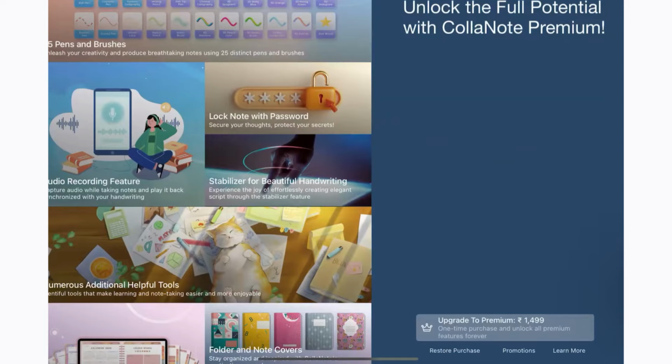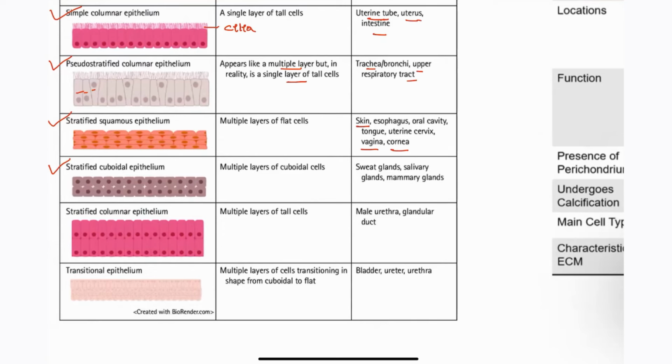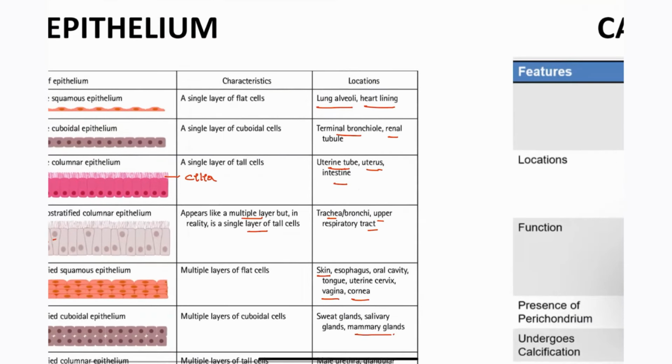Next, stratified cuboidal epithelium. In the stratified cuboidal epithelium, the most important is the mammary glands. Next, stratified columnar epithelium: male urethra and glandular ducts. Transitional epithelium, which is present as the urothelium of the bladder, ureter and urethra. So these are the examples of the epithelium which can be asked in the examination.